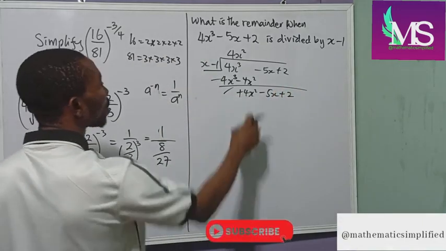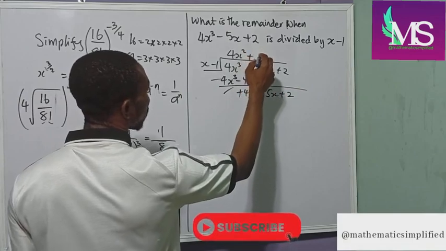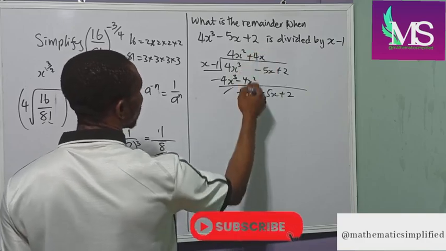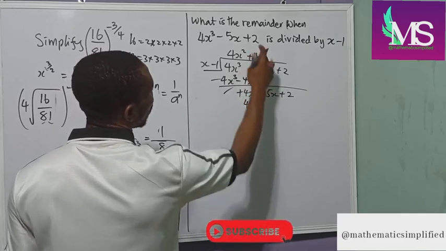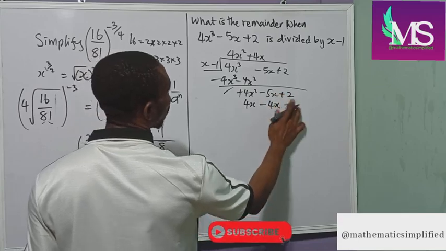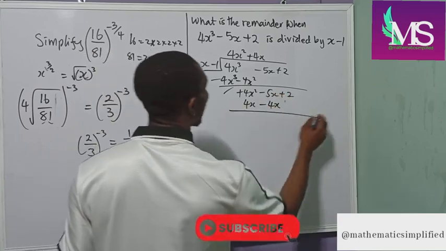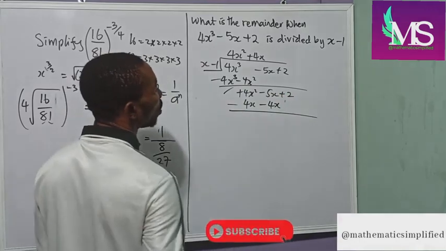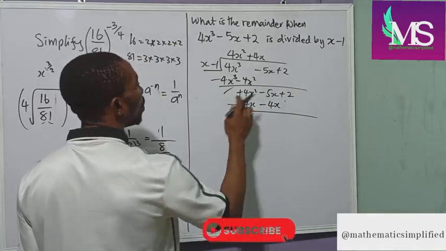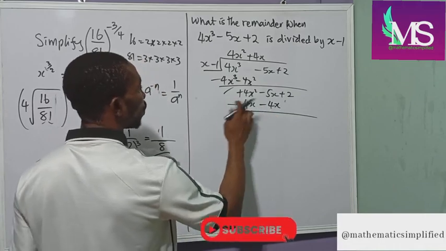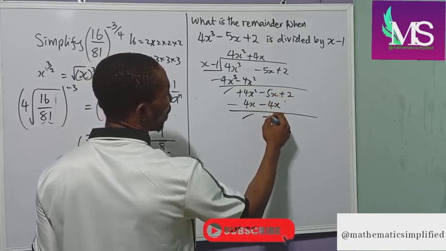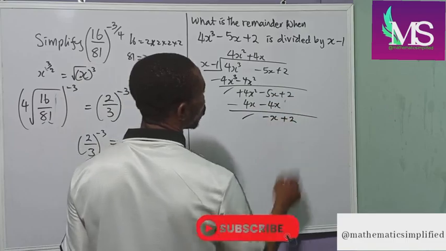Now, x into this will give us plus 4x, times this gives minus 4x. Now, we cancel out again by subtraction. Subtracting this, 4 minus 4 will give us 0. Minus times minus plus. So 4 plus 4 minus 5 will give us minus x plus 2.